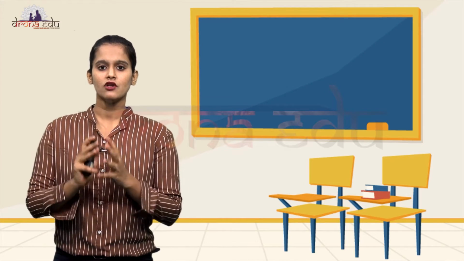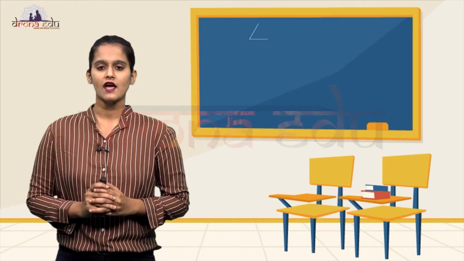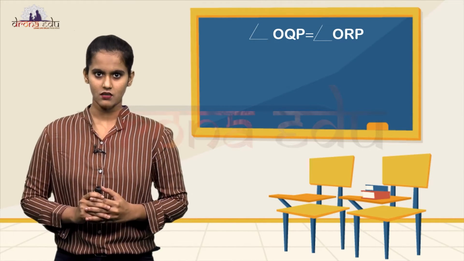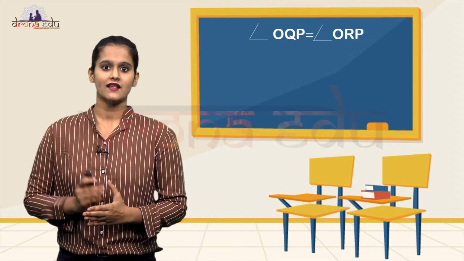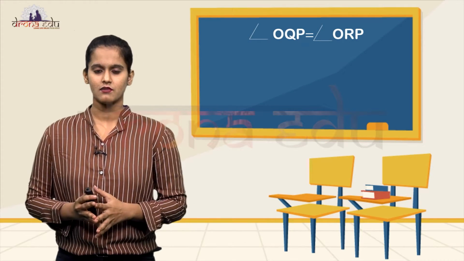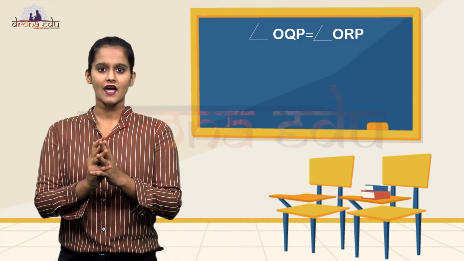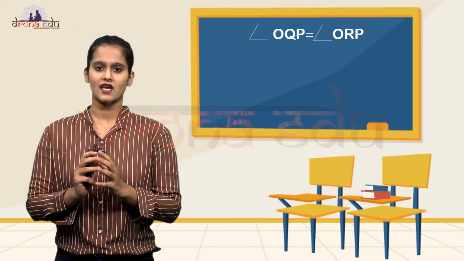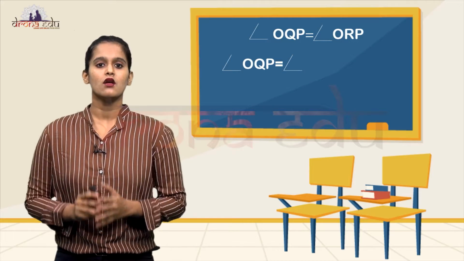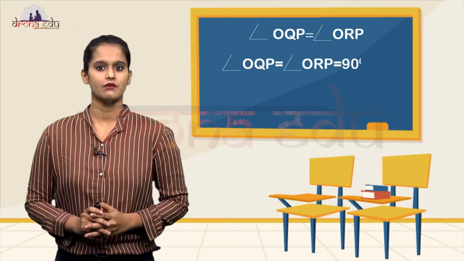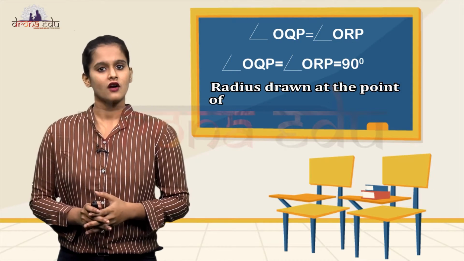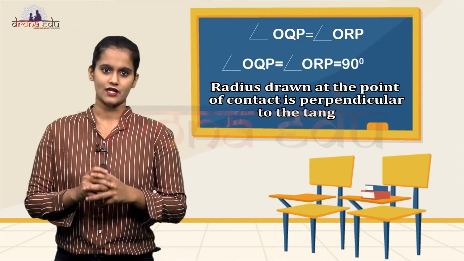For this, I'm going to consider triangle OQP and triangle ORP. Here if you observe, we all know the radius and the tangent are perpendicular, which we already proved in the previous theorem, right? Since they are perpendicular, the angle would be 90 degrees. So I can say that angle OQP is equal to angle ORP, which is 90 degrees. The reason is the same: the radius drawn at the point of contact is perpendicular to the tangent.